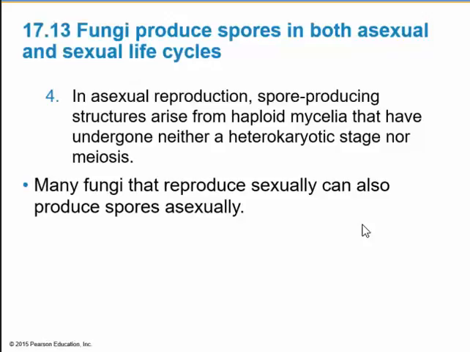Now, in asexual reproduction, which is separate from sexual reproduction, they produce spore-producing structures, which develop from haploid mycelia, not heterokaryote mycelium, just haploid, and release their haploid spores that way. And many fungi reproduce sexually and asexually. They do it both.